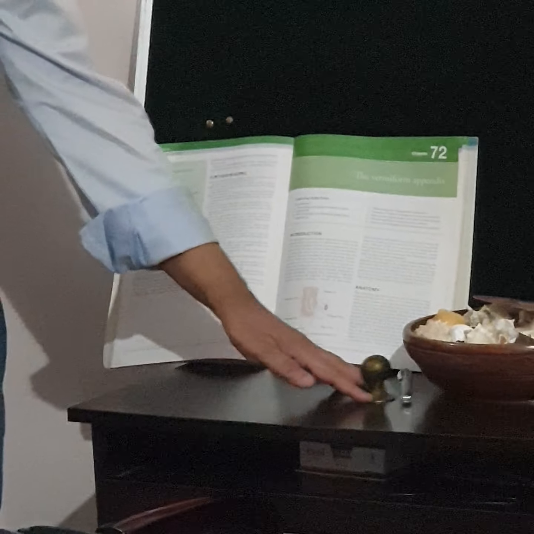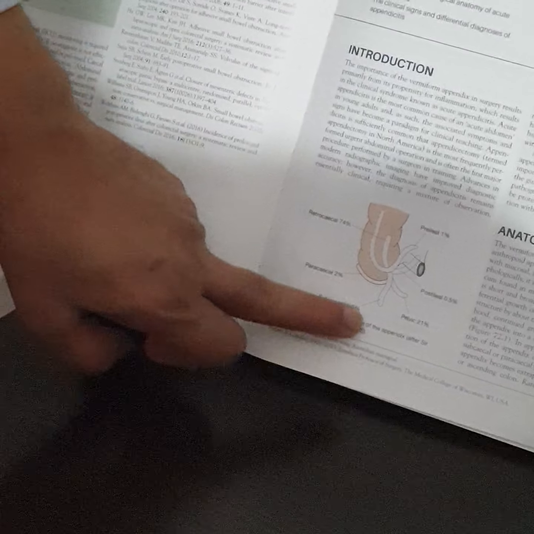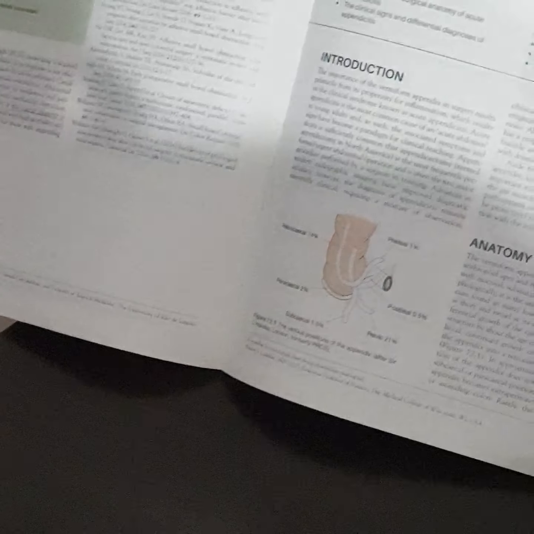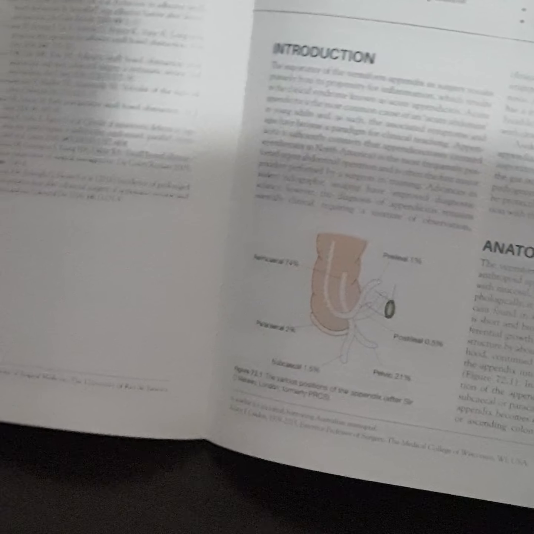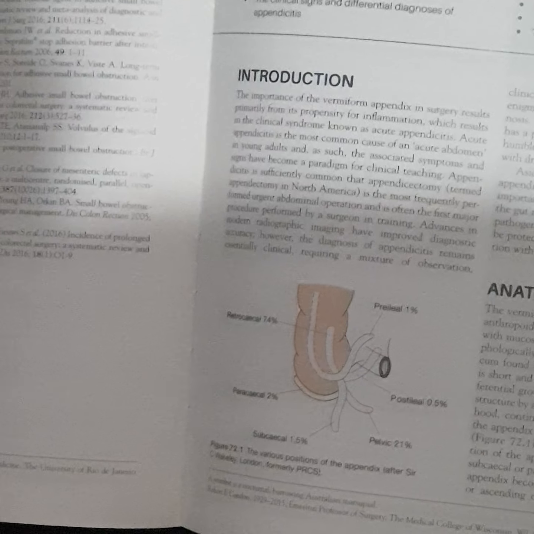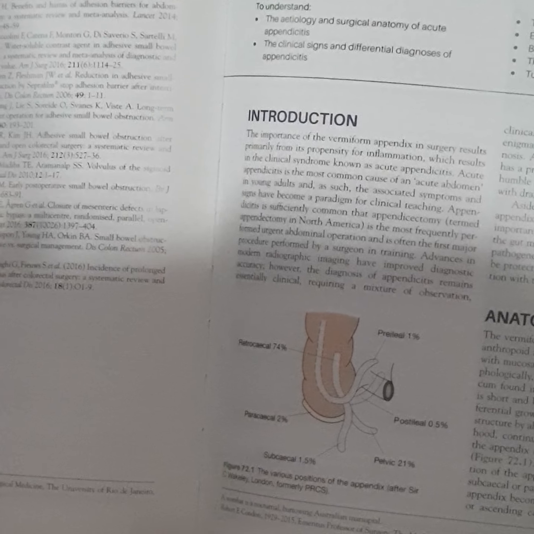Position of the appendix: the commonest position is retrocecal, about 70%. Can you focus here? It's retrocecal, behind the cecum. Then another common position, about 21%, is pelvic, then you have pre-ileal and post-ileal positions. These are the common positions. So the commonest is retrocecal, then pelvic, pre-ileal, post-ileal. Okay, these are the positions of the appendix.